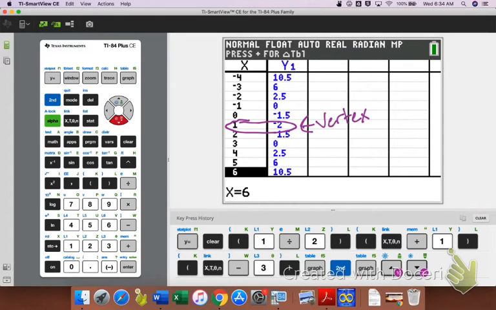Obviously, your vertex will tell you your axis of symmetry, because we know axis of symmetry is the x value of your vertex, so that's all well and good. The other things that it'll tell you are your x-intercept and your y-intercept.